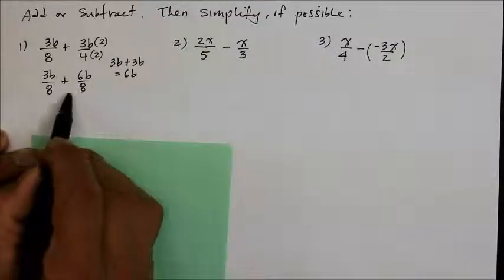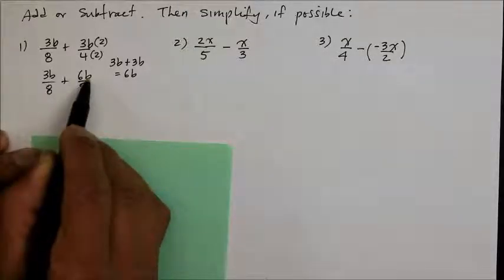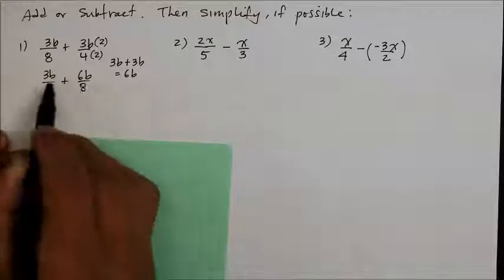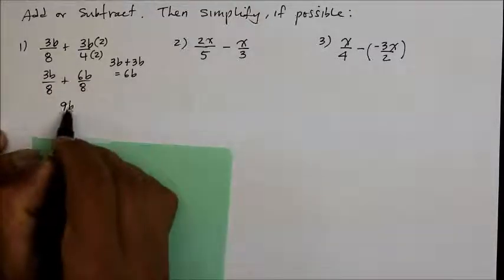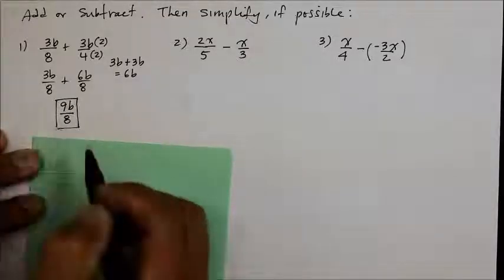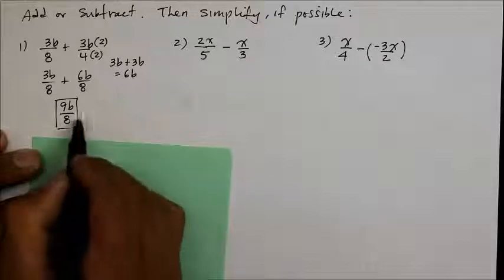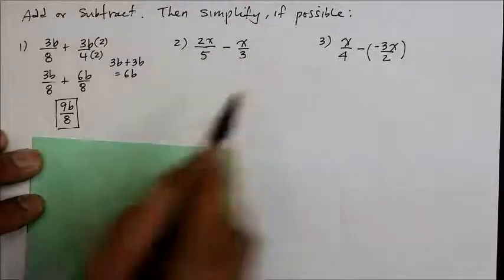Now they have a same denominator, so now we can go ahead and evaluate the numerator. We could combine them. We could add them. And so we got 3b plus 6b, that becomes 9b over the common denominator 8. Yeah, it's just like what you learned back in elementary school, with a slight twist of a variable. Now why don't you try numbers 2 and 3?